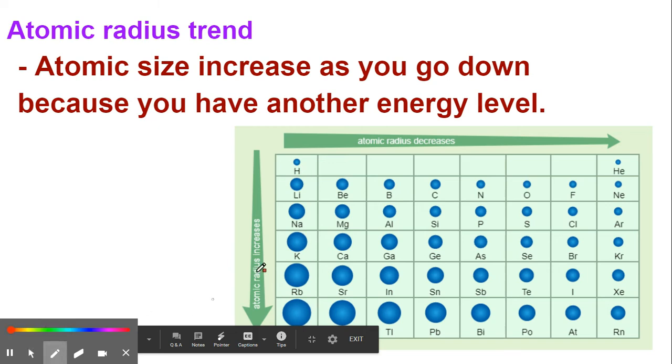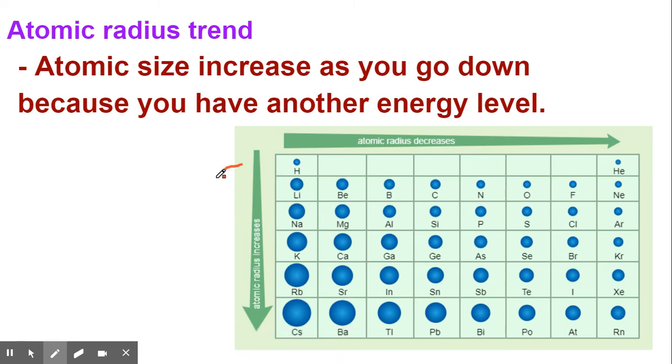We know that when we go down, we're adding energy shells, right? Every time we go down, we add one energy shell, then we add another, then we add another. So that's why atomic radius increases when we go down, because we add shells. That's pretty straightforward. I think that makes sense.